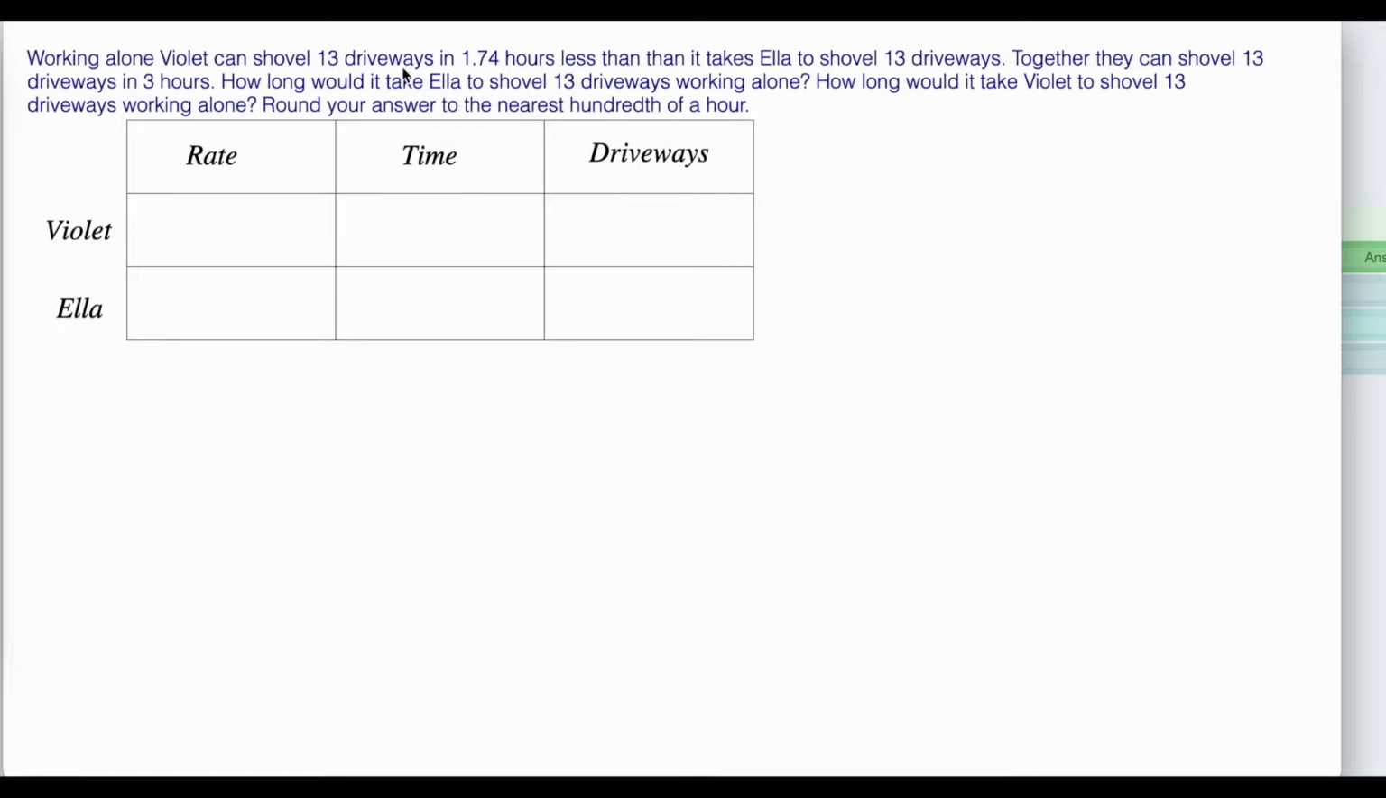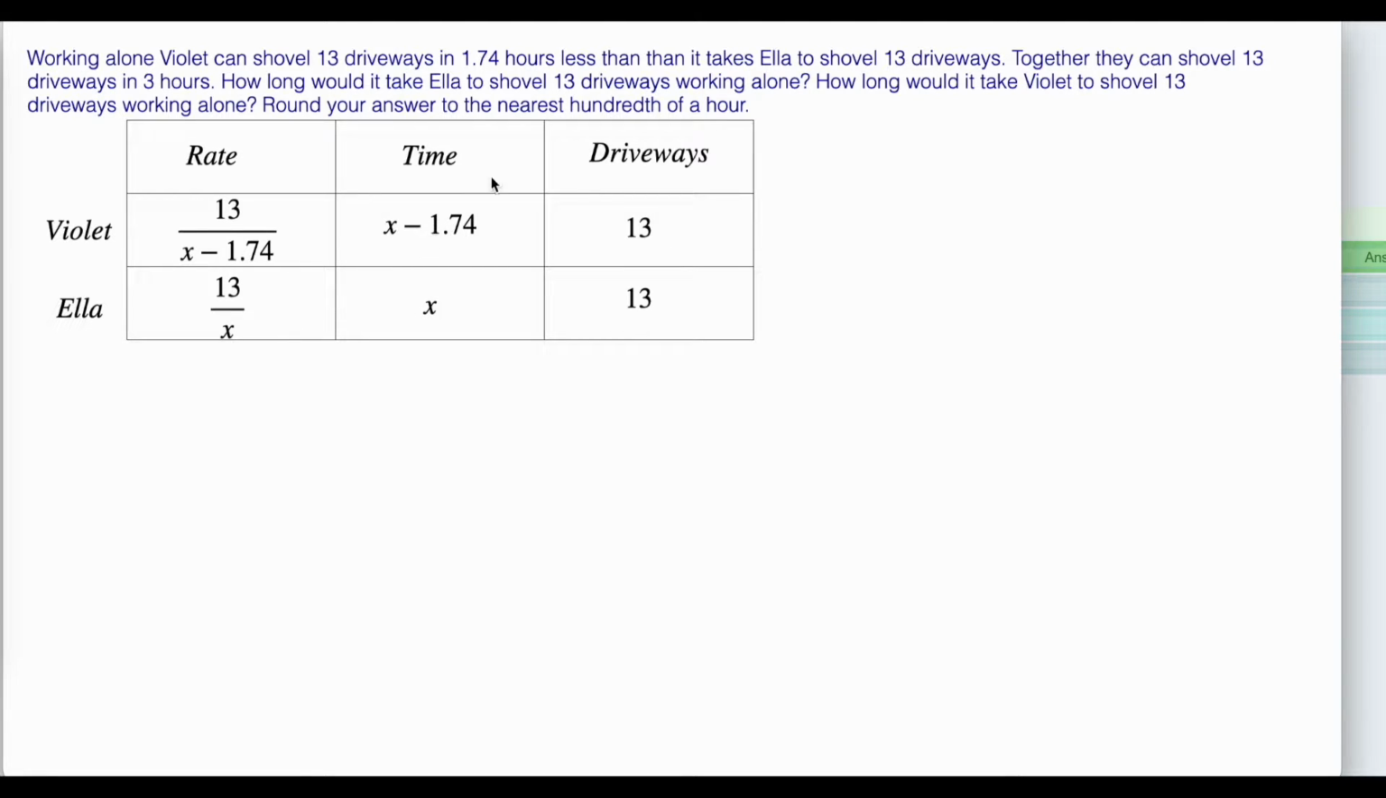Violet can shovel the 13 driveways in 1.74 hours less than it takes Ella to shovel the 13 driveways. Violet's amount of time is compared to Ella's amount of time. Ella's time is X. Violet takes 1.74 hours less than Ella, so X take away 1.74. The rate is Violet can shovel 13 driveways in that amount of time, in X minus 1.74. Ella can shovel 13 driveways in X, in her amount of time. The number of driveways that we're talking about is 13.